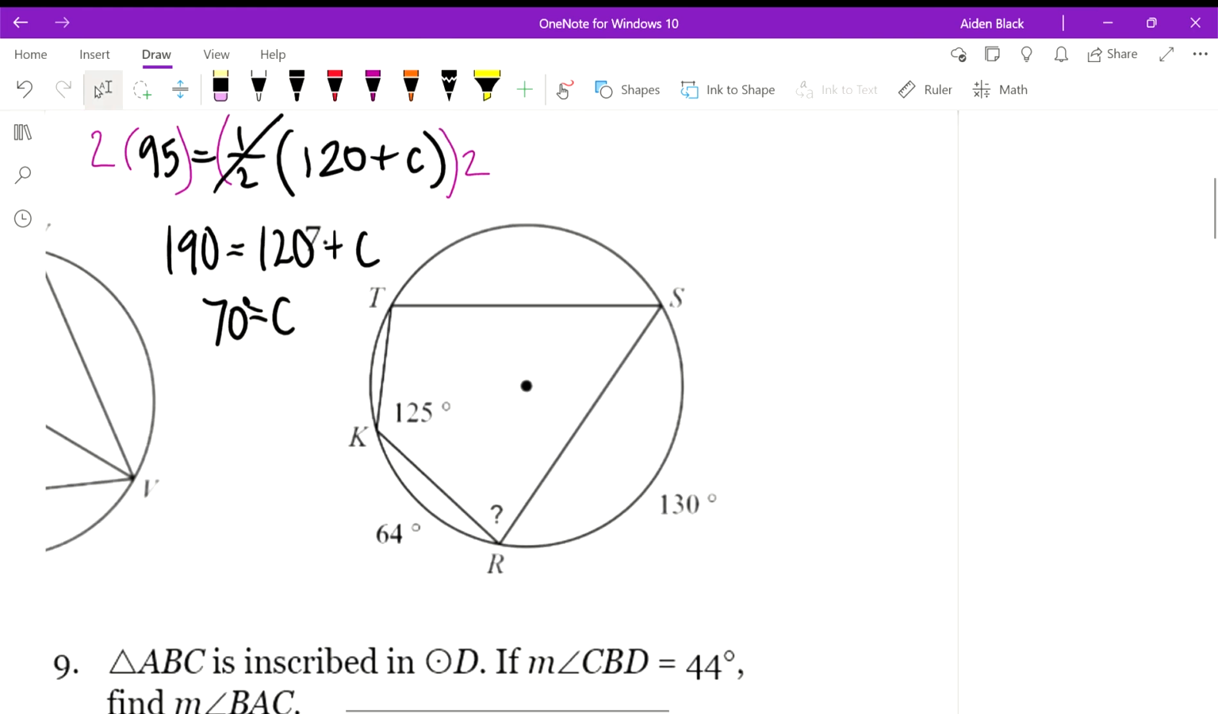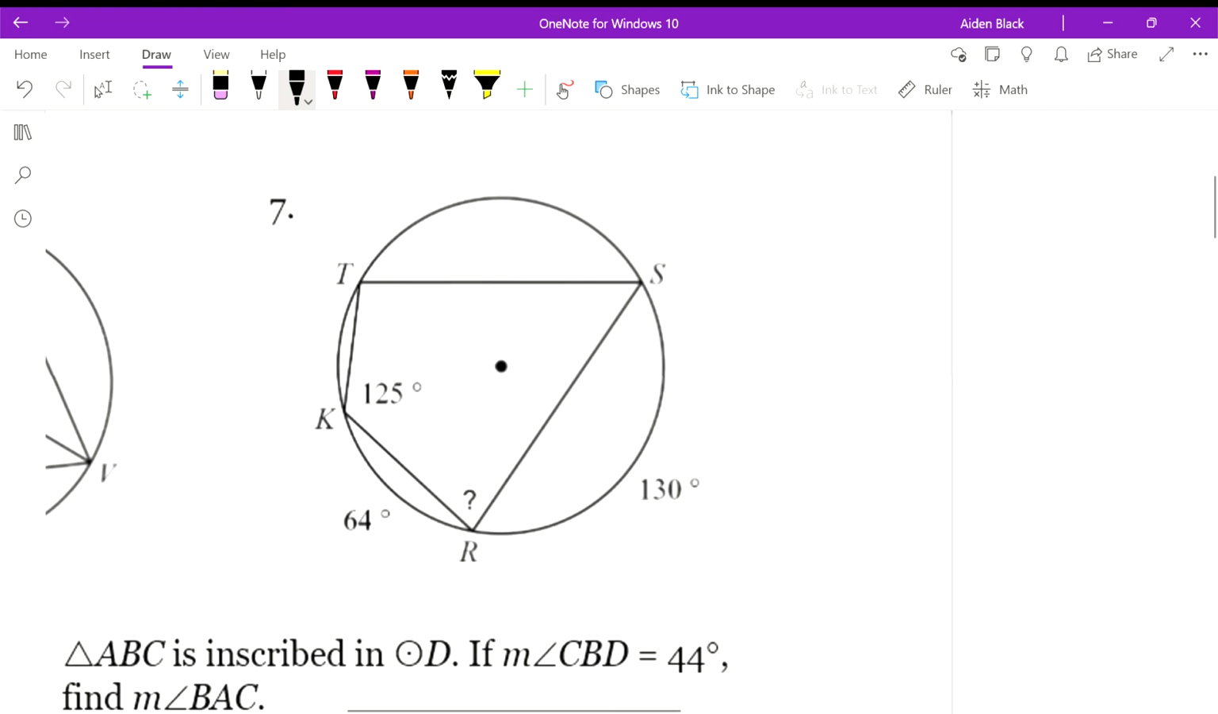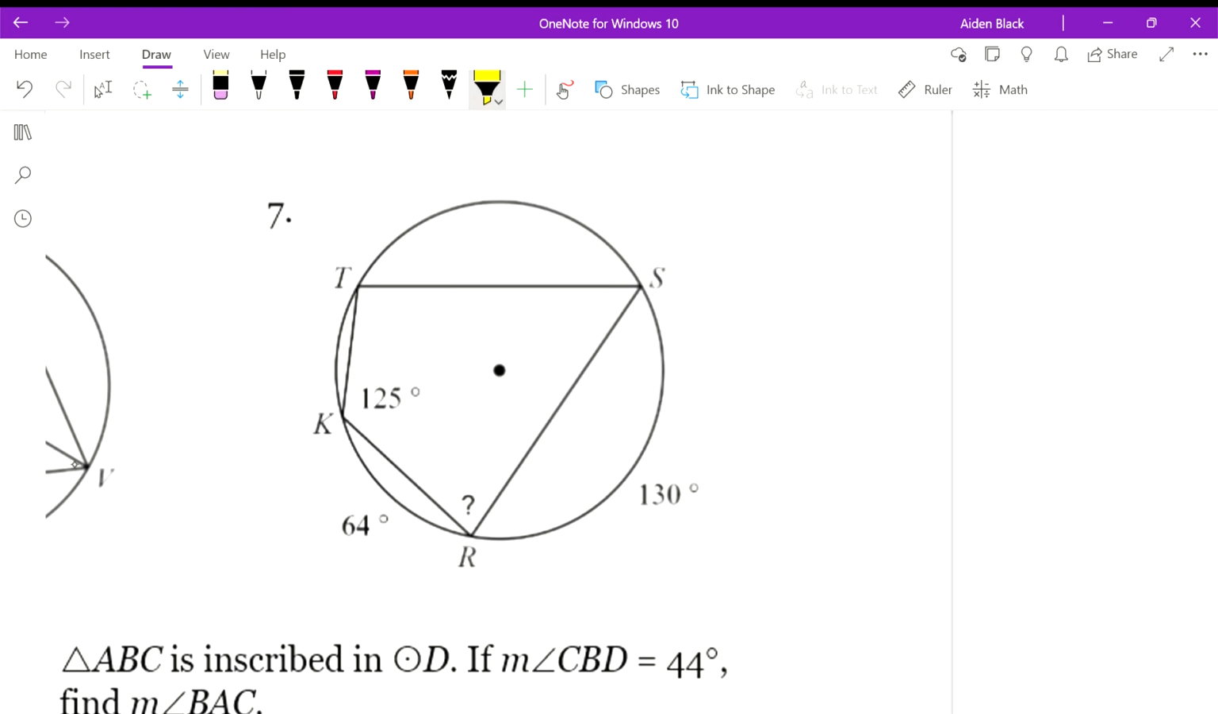Let's try this one. Let me erase all this as well. We are looking for this angle. So I'll first use yellow so it kind of corresponds. Highlight its intercepted arc. So that's all of this here, arc KTS.